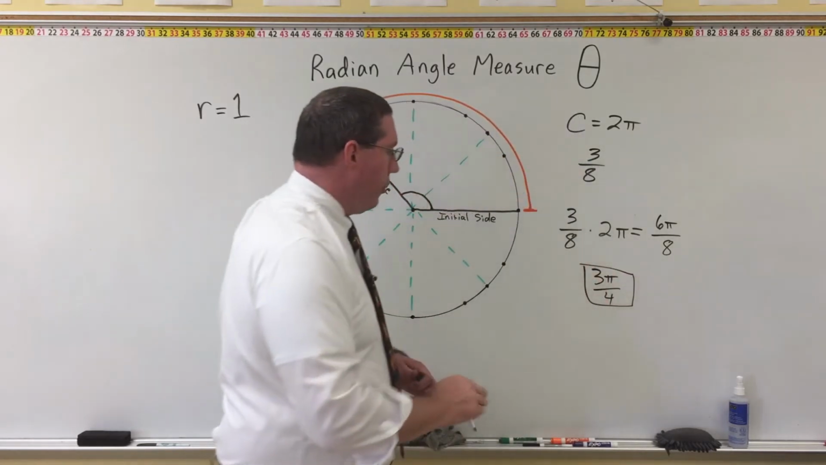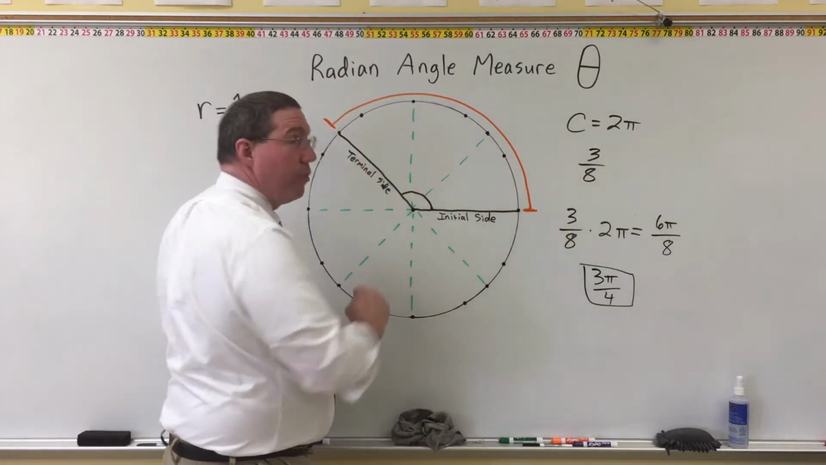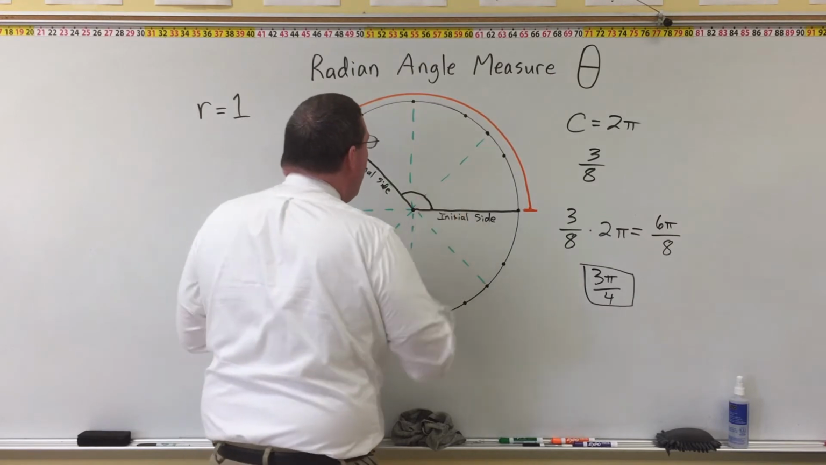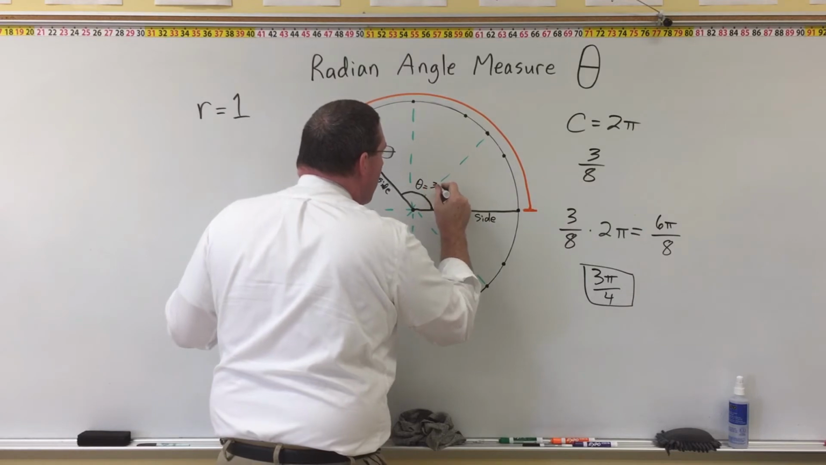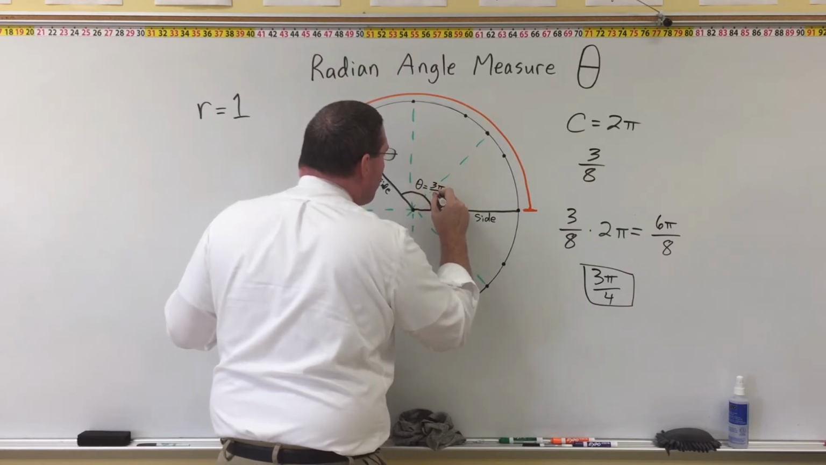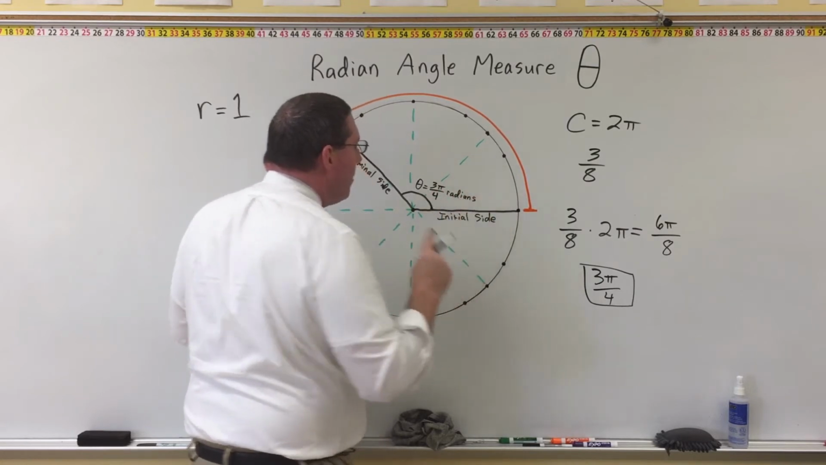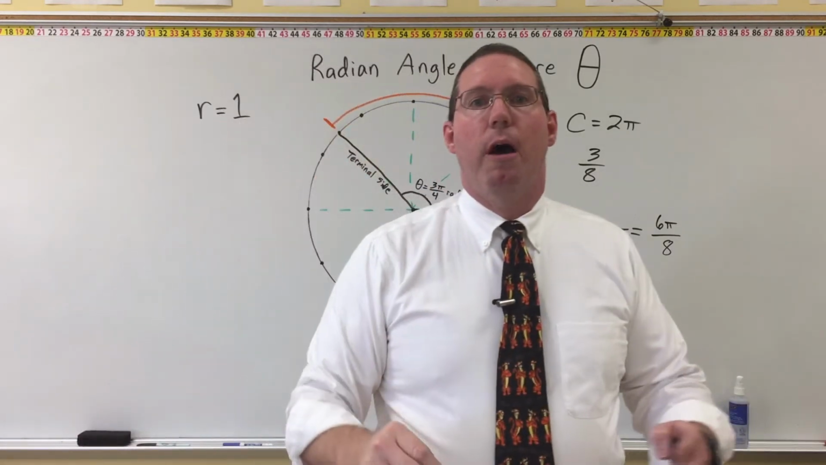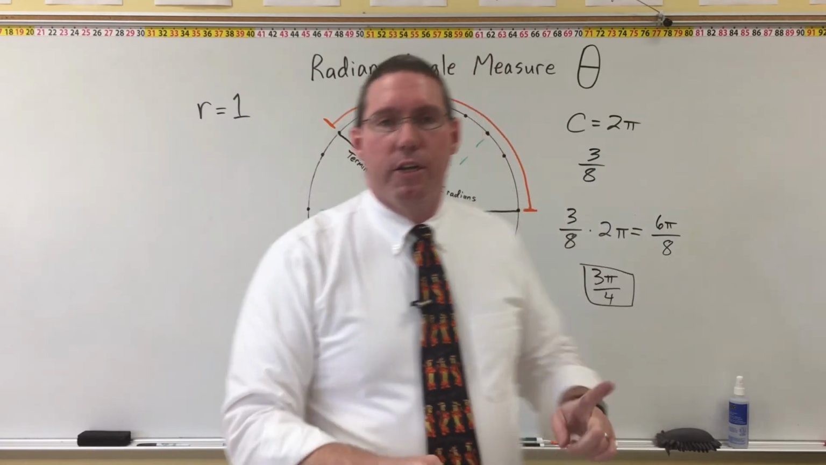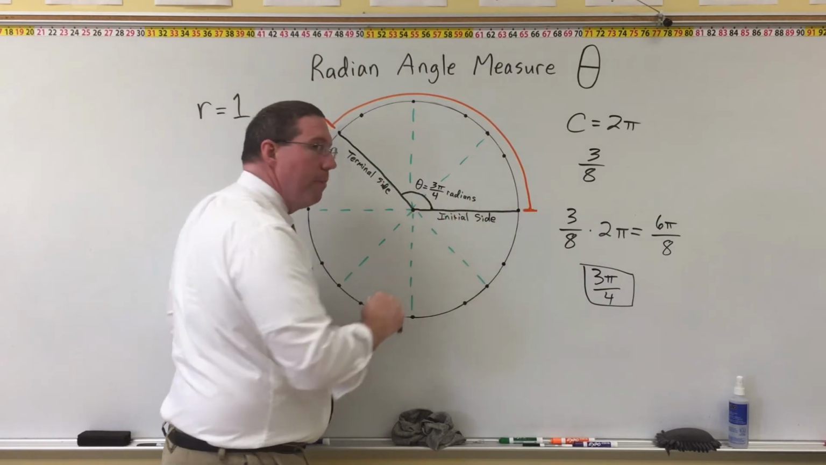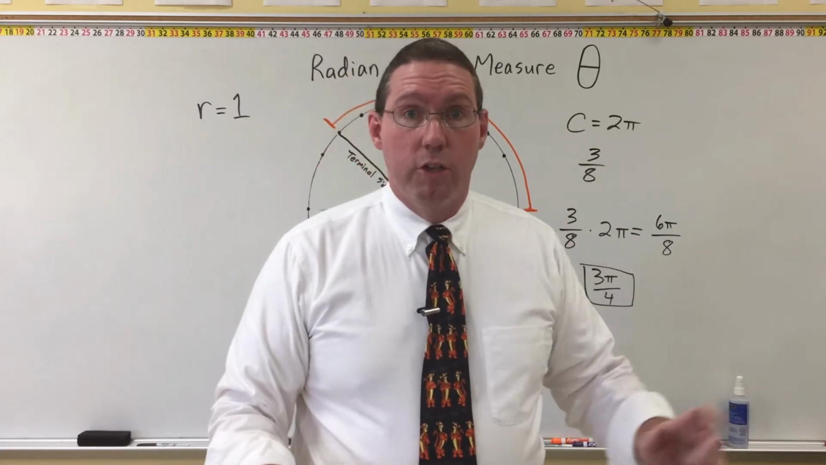And so, here's what I'm telling you. 3 pi over 4 is the arc length, but it is also what we call the theta angle measure. This angle measure is 3 pi over 4 radians. And it would be the exact same thing as saying a certain number of degrees. And probably in the next video, we're going to look to see how we can convert between radian angle measures and degree angle measures. You're going to be an expert at going between degrees and radians, okay?